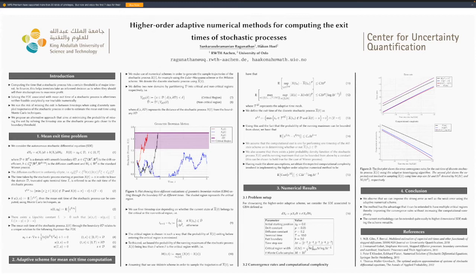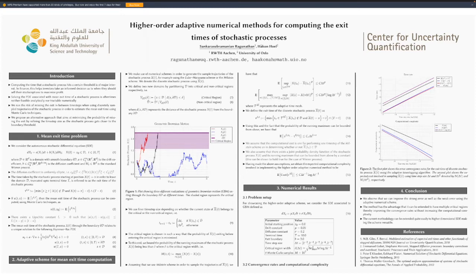So the way we choose the critical region is based on the fact that the running maximum of the stochastic process does not exceed more than delta. So the maximum step that the process can take is bound to be less than delta. So that is the criteria that we are aiming for. This ensures that the process, no matter where it starts from, enters into the critical region before it exits. So this is the idea behind our algorithm.